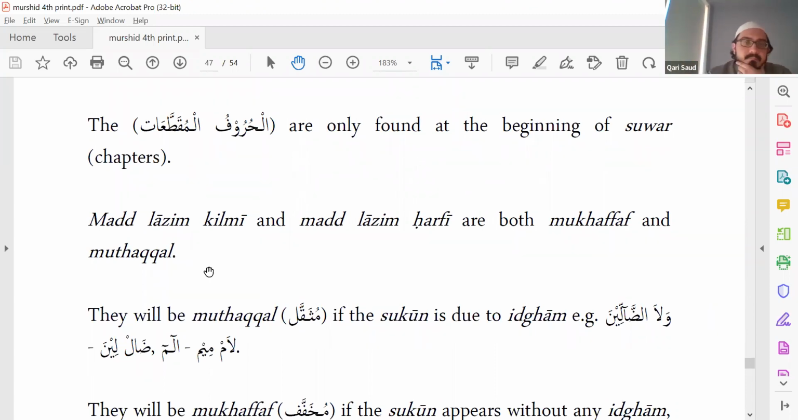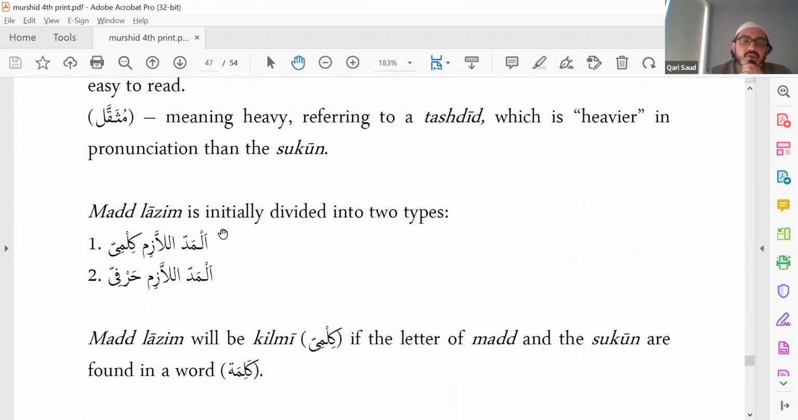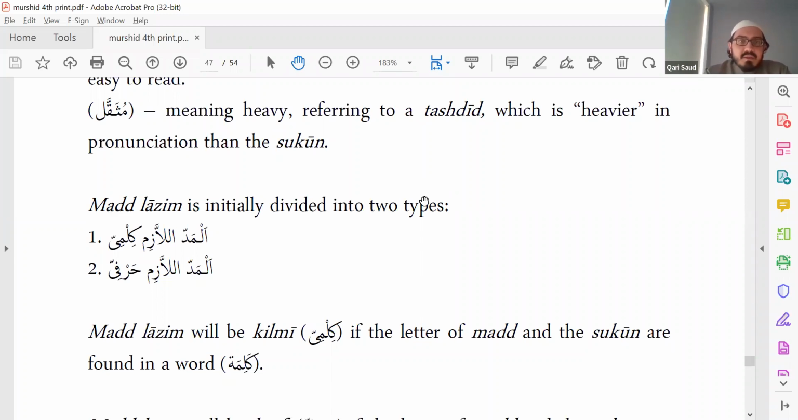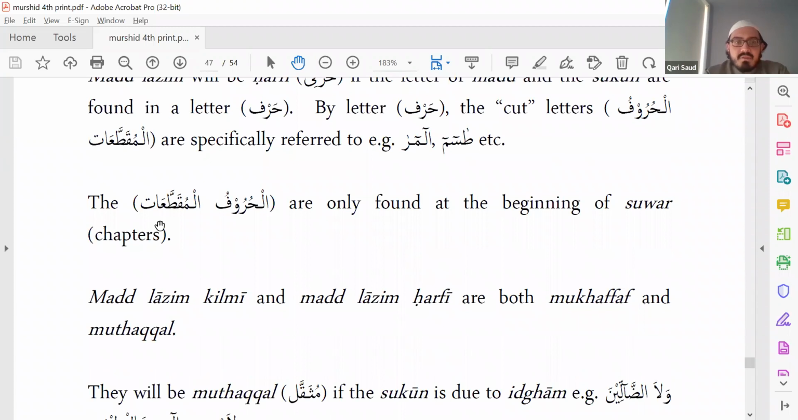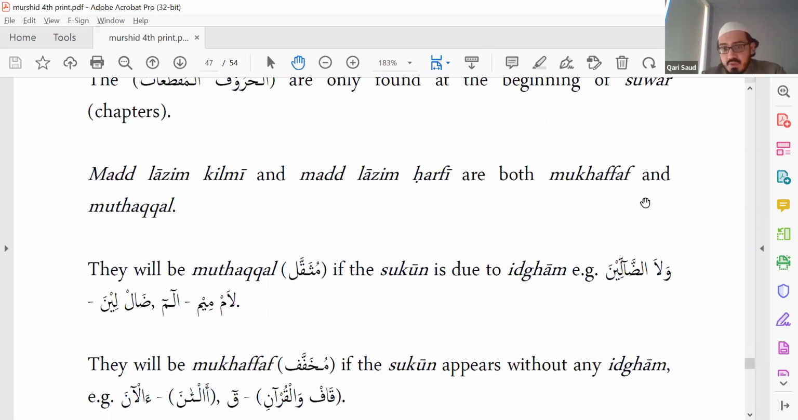Okay, so going back here. So mad lazim, we have two types, kilmi and harfi. Kilmi, one word, harfi, one letter. Letters are only found at the beginning of surahs, like Yasin, they're only one letter. Alif, one letter. Lam, one letter. Mim, one letter. Right? And then we have harfi, which is that's letter, and kalima is one word, okay? And then we can further divide it into mukhaffaf and muthaqqal. Again, mukhaffaf is referring to sukoon, muthaqqal referring to shadda.